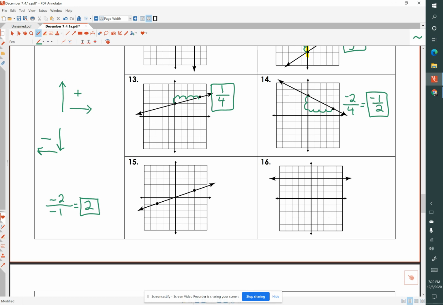So only the rise or the run can be negative if you have a negative slope, and that would be like number 14, where we're sledding down the hill, crashing into the tree, as I like to say. So number 15, our rise is 1, 2, and our run is 1, 2, 3, 4, 5, 6. We can simplify that to 1/3. Positive slope. Number 16, a horizontal line, the slope is 0.